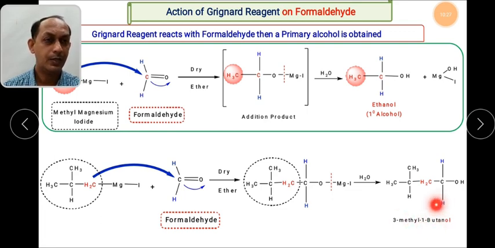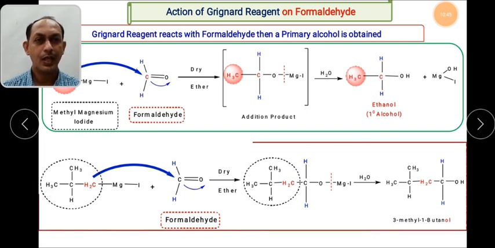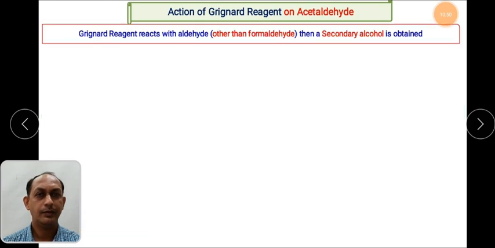So once you see a particular alcohol, you must identify whether it is primary, secondary or tertiary. If it is primary, then you must think that it must be prepared from formaldehyde only. So the other part you have to take as the alkyl group from the Grignard reagent. So this is a method by which we can prepare primary alcohol.